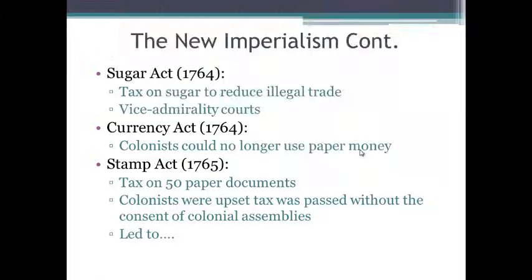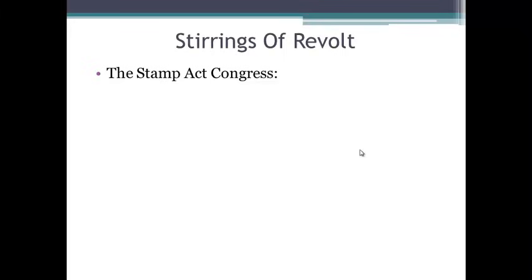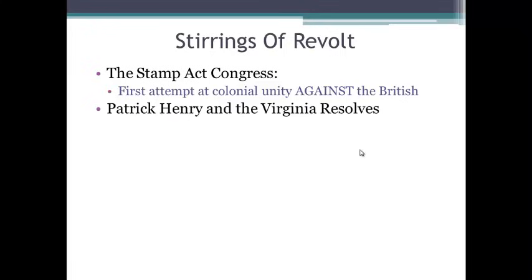So the Stamp Act is going to lead to the Stamp Act Congress. And this was the first attempt at colonial unity against the British. Guys, this is so important to know. We've seen colonial unity before, or attempts at it, but never against the British. And the Stamp Act Congress is the first time.